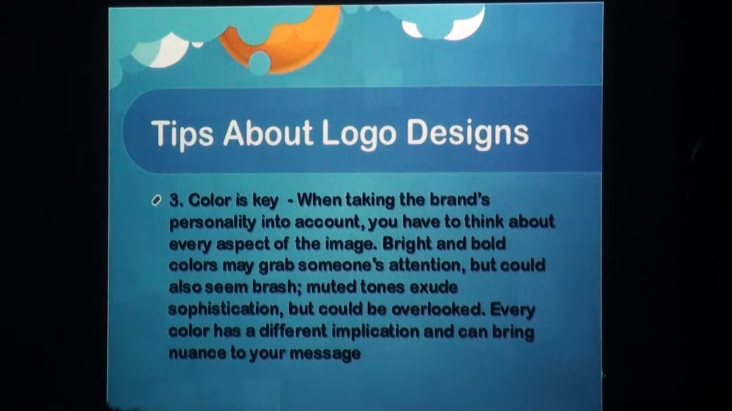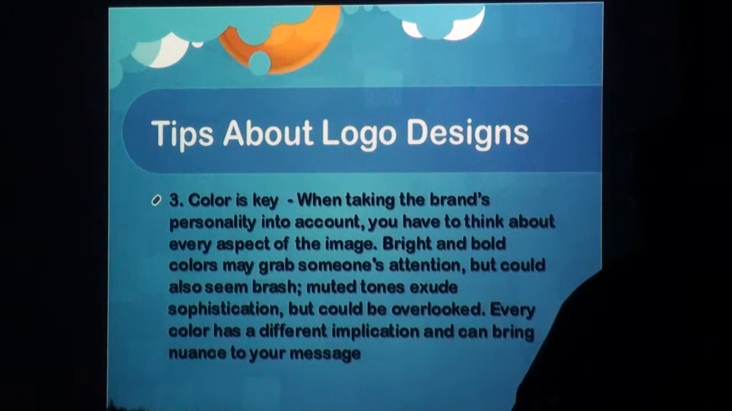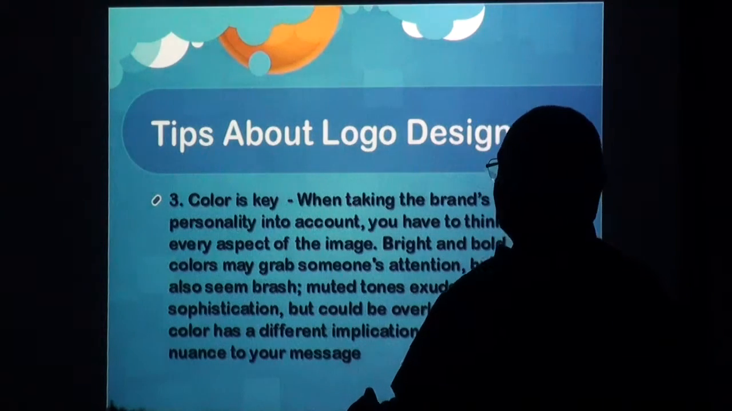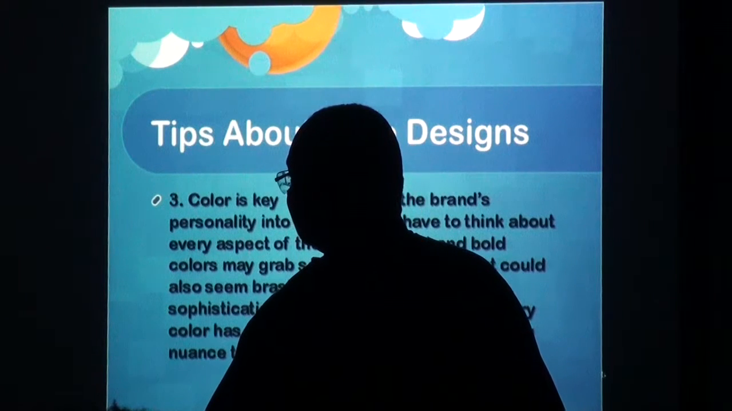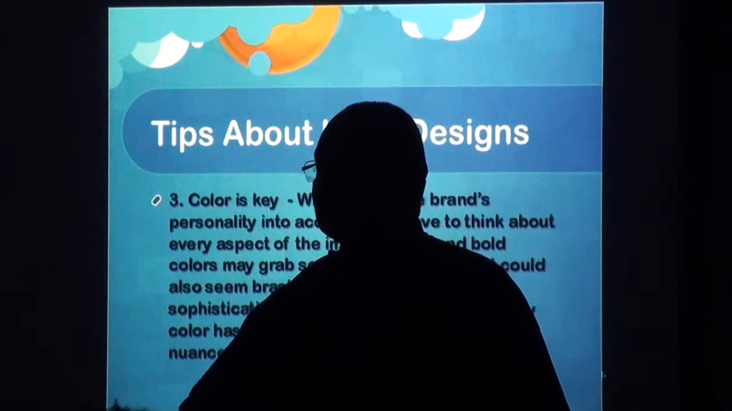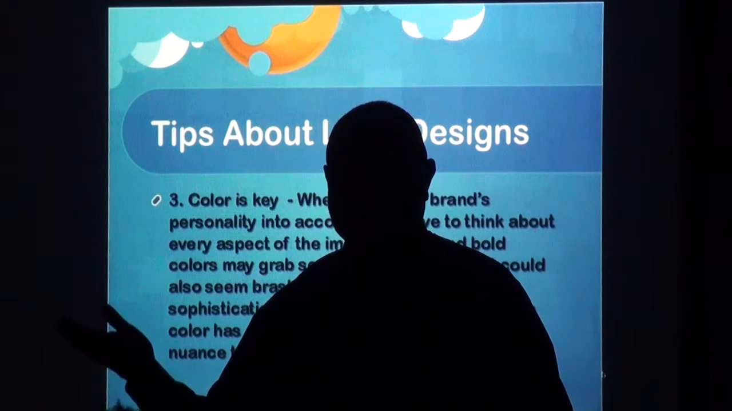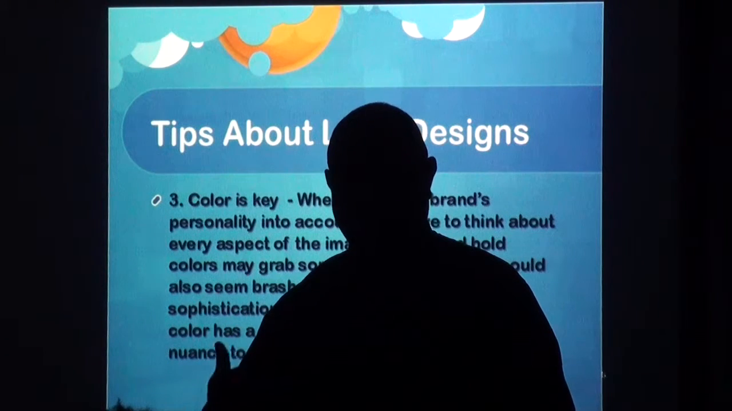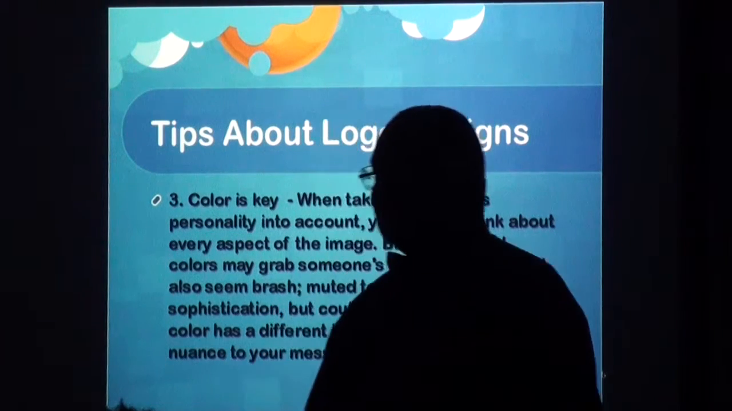I just mentioned that. When taking the brand's personality into account, you should think about every aspect of the image. We talked a couple of weeks ago about what's the color of stop. What's the color that would represent stop? What about red? Okay? Whenever you come to a stop sign, almost in any country, a stop sign is always going to be red. What's the color of go? Green. Good, good.